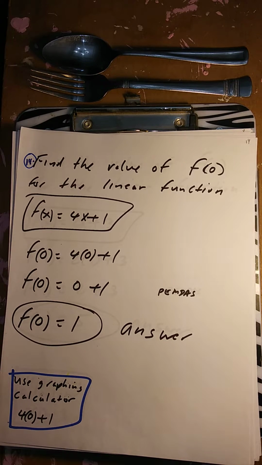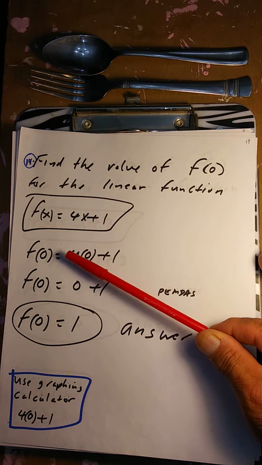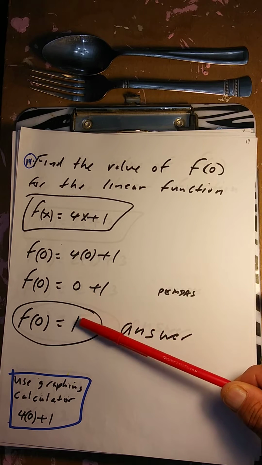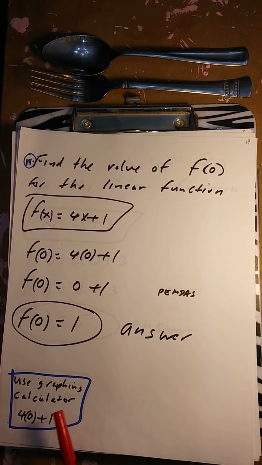Find the value of f of 0. That means f of x equals 4x plus 1. Put the 0 in there for the x. 4 times 0, multiply first. 4 times 0 is 0. 0 plus 1 is 1. Or you can use the graphing calculator.